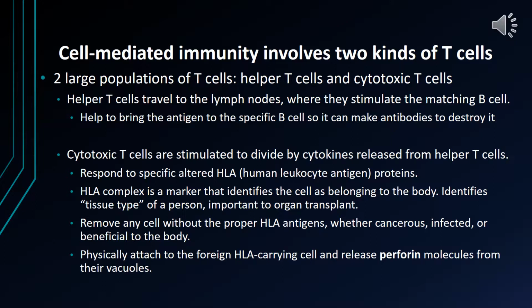And the cytotoxic T cells remove any cell without the proper HLA antigen, whether it's cancerous, an infected body cell, or if it's a cell beneficial to the body, but it's just presenting the wrong HLA. And cytotoxic T cells physically attach to foreign HLA carrying cells and release a chemical called porphyrin from their vacuoles.